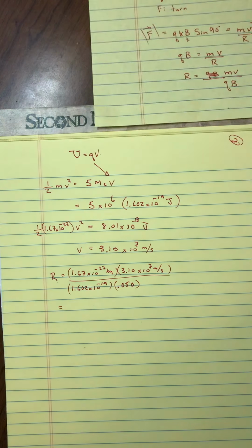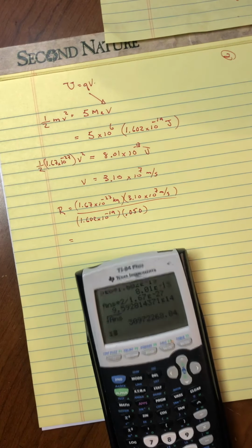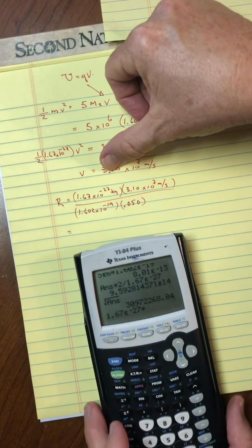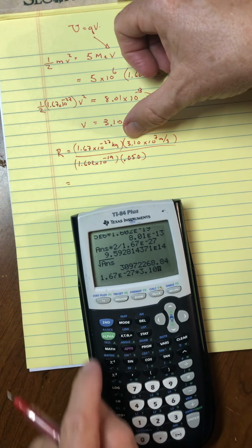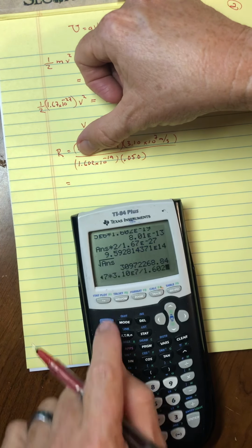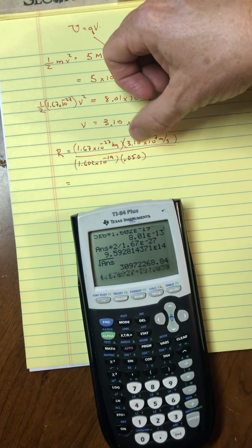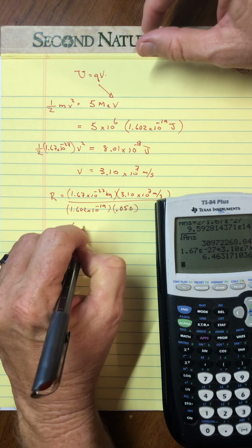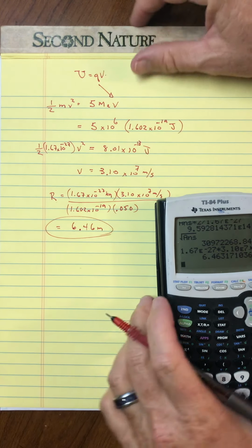and its magnetic field at 0.050 Tesla. Okay, so putting in those numbers, 1.67 times 10 to the negative 27 times 3.10 times 10 to the 7th divided by 1.602 times 10 to the negative 19 and 0.05. All right, so it looks like we've got a radius of about 6.46 meters.